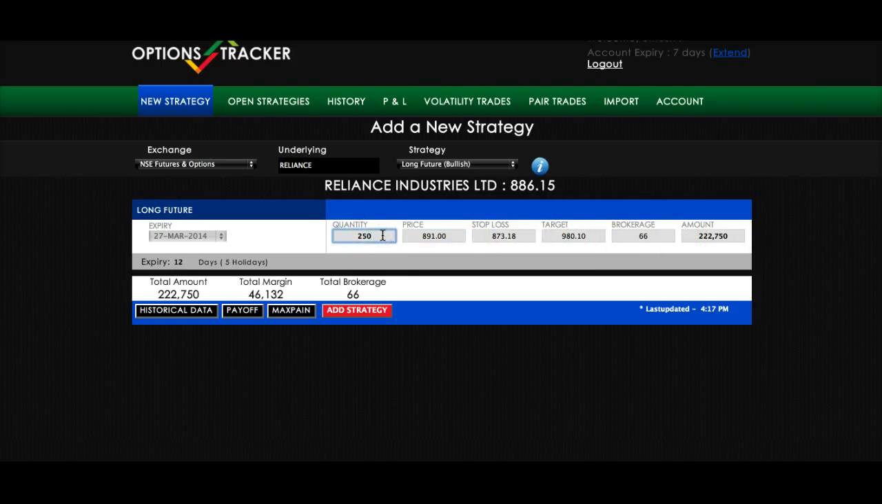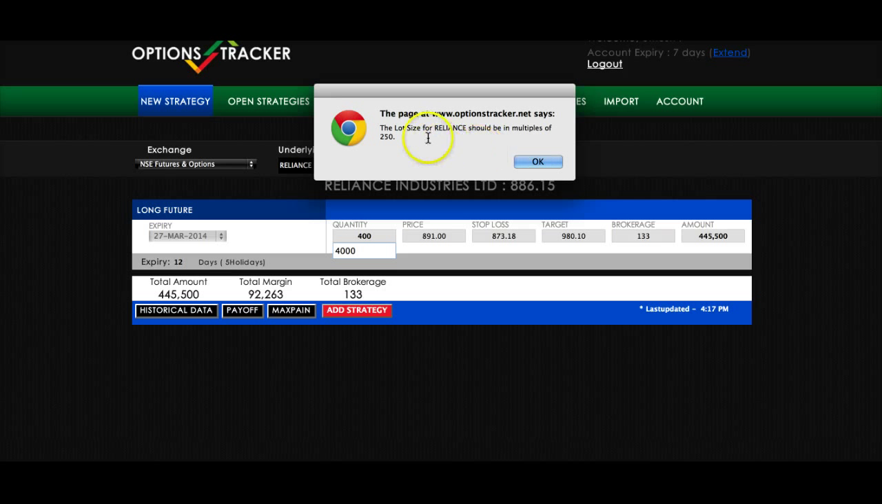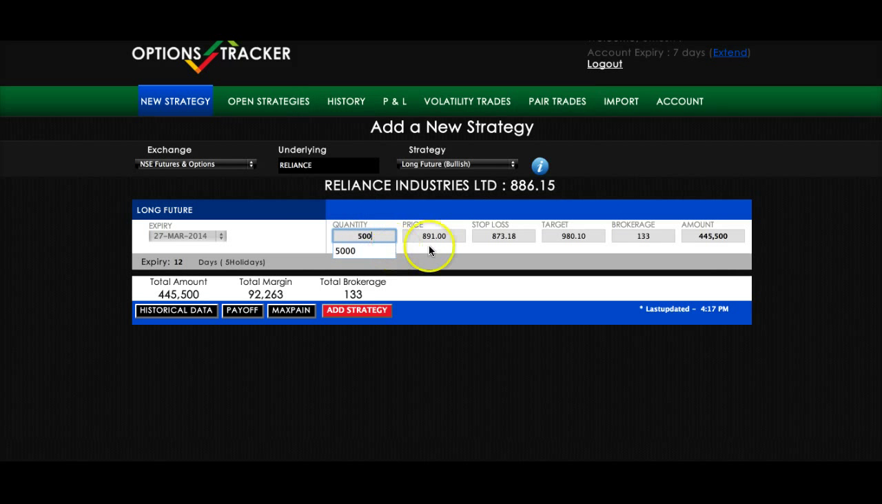You can select, let's say instead of 250, you can select 500, which is two lots. If you try to put a figure which is not as per the lot size, let's say you say 400, it will give you the lot size of Reliance should be in multiples of 250. So let's say this is 500.